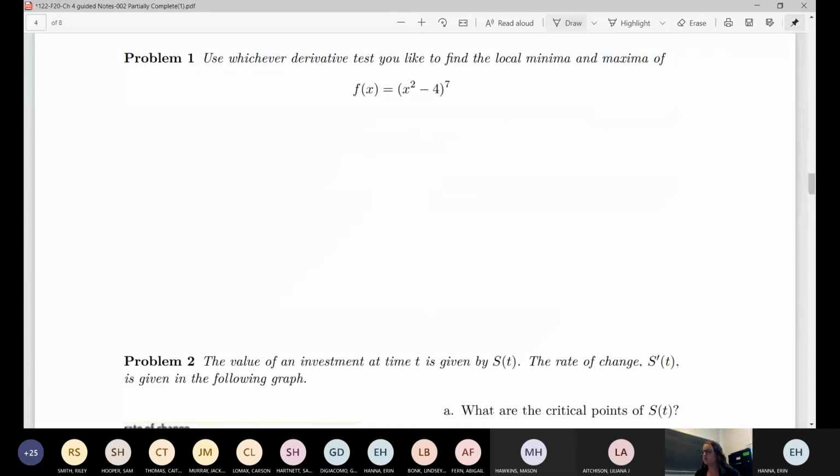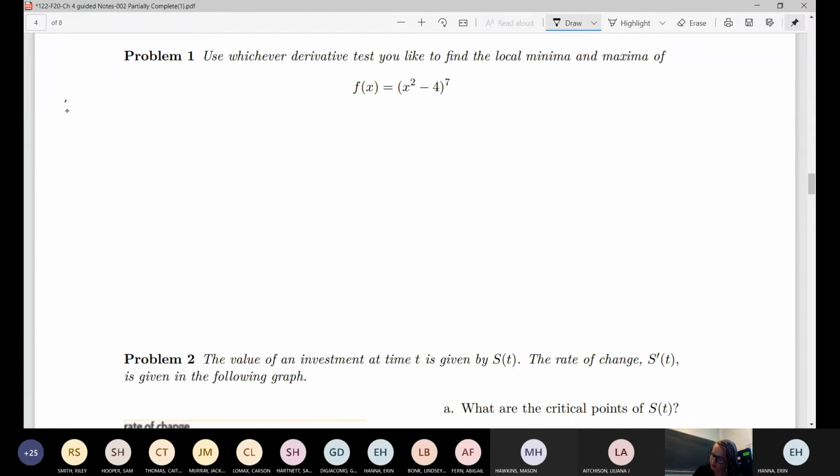Use whichever derivative test we like to find the local maxes and mins of this function. We're probably just going to default to using the first derivative test again, and I'll show you why. The second derivative would be not necessarily tricky, but just not worth our time to find. So first thing, find the derivative.